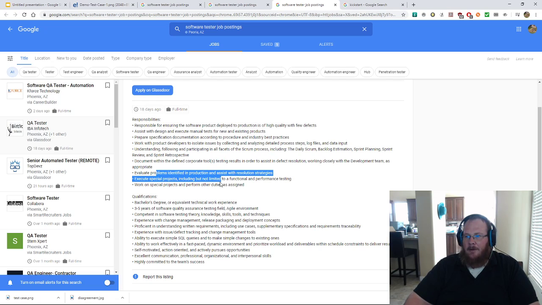Evaluate problems identified in production. Yep, finding bugs and debugging. Execute special projects, including but not limited to functional. Yeah. Every now and then you'll have a piece of work that comes down which, for some reason, bogs down the system and makes things run slow. They want you to have the ability to say, that's running slow.